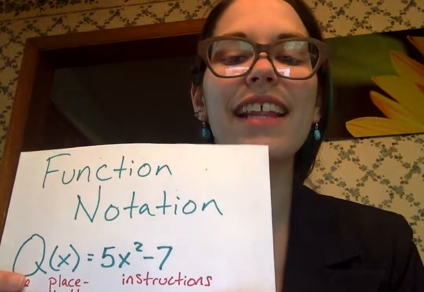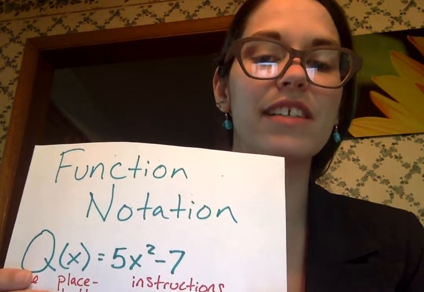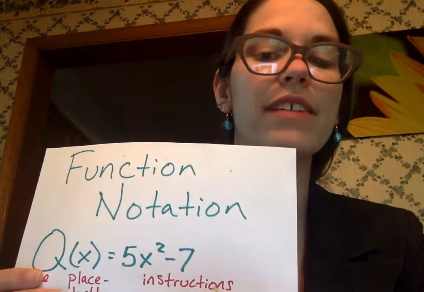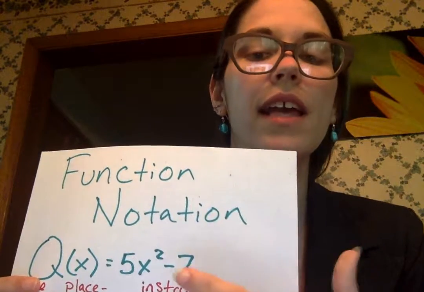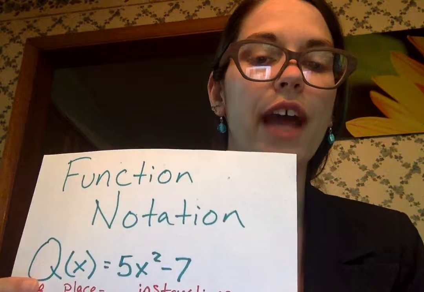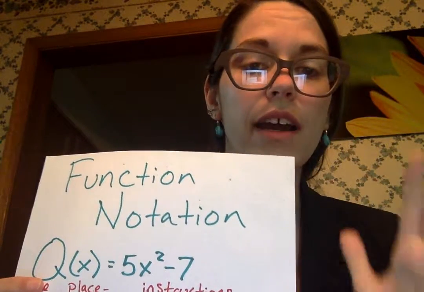After that, on the other side of the equal sign, we have the instructions. The instructions just tell us what to do with X. So whatever X is, this placeholder, whatever I've put in a spot, is going to get squared, multiplied by 5, and have 7 subtracted from it. And that's anything I put there.